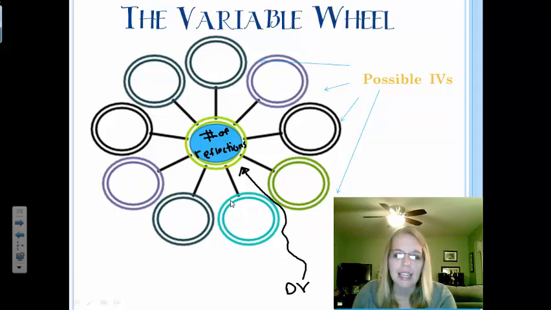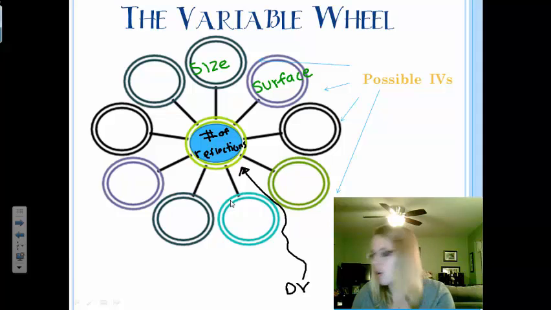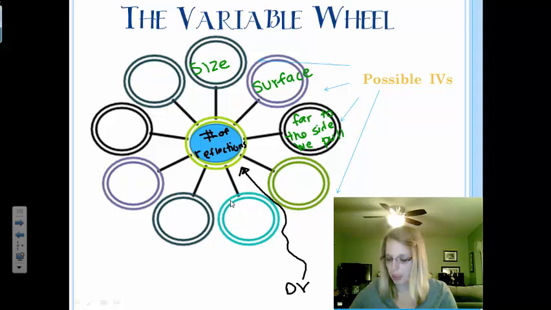What can we do to a slinky to possibly change that? Well, we could change the size of a slinky. Right? That's something we could change. What else could we change to a slinky? Oh, we could change the surface the slinky is on, right? We could do that. We could change how far to the side we pull. Remember that first one we said pull to the side? What if you measured that distance, how far you pull to the side?